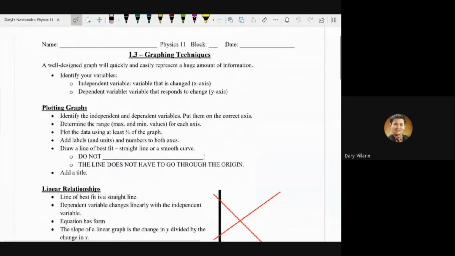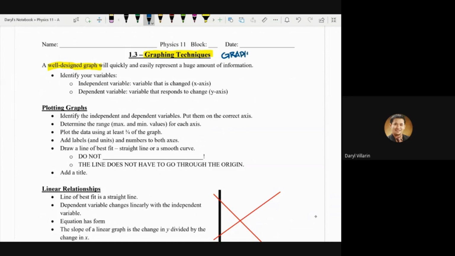Graphing techniques. You follow certain steps in order to graph experimental data. A well-designed graph will quickly and easily represent a huge amount of information. So we can actually define a graph.